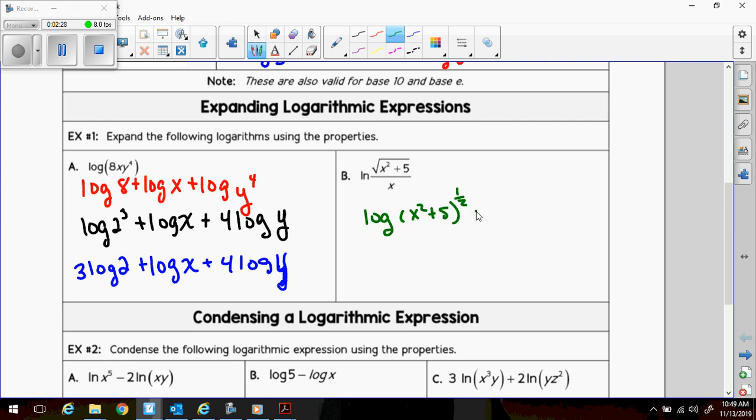And then this fraction means that we're going to have a minus log of x. I'm going to bring out the fraction, which will be 1/2 log of x squared plus 5, and that's all I can do, minus log of x. That's it.